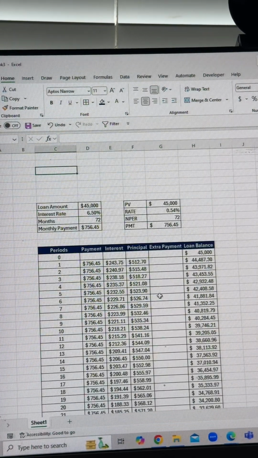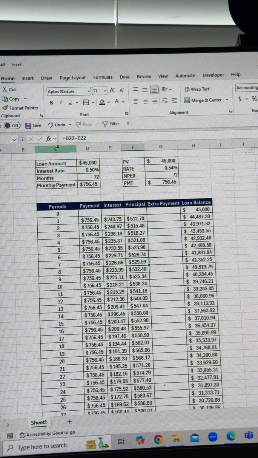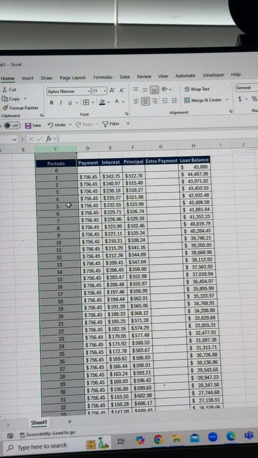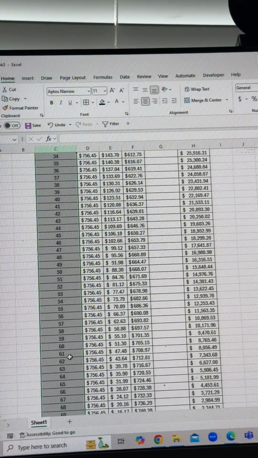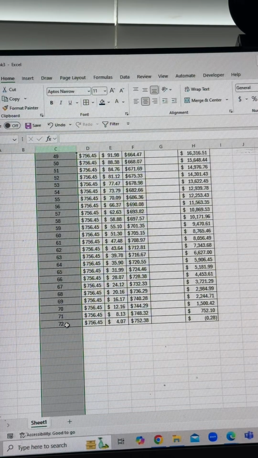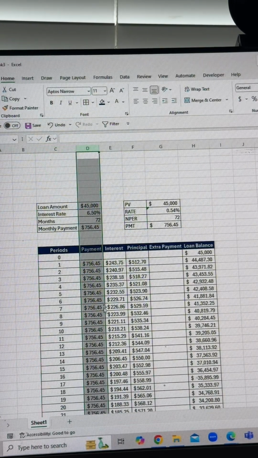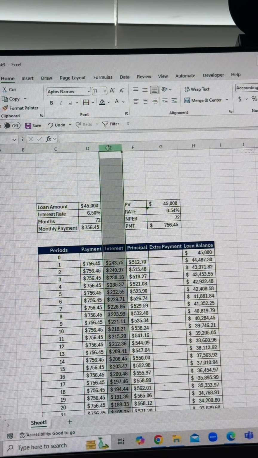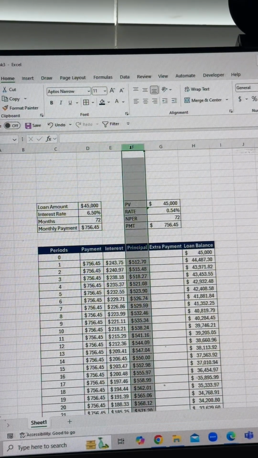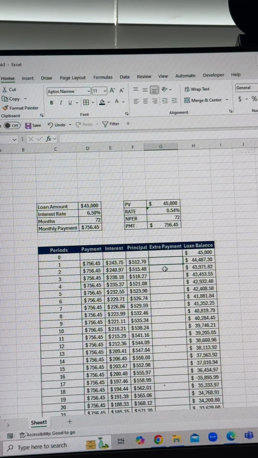Let me break down what this table is. So these are the periods, which is your months, right? This is how many months you're going to be paying off your car. You're going to be paying off your car for 72 months in this contract. The payment is your monthly payment. The interest is how much you're paying in interest. The principal is how much is going towards the principal. And then the extra payment column here is how you're going to pay off your car early. And then this is your total loan balance.